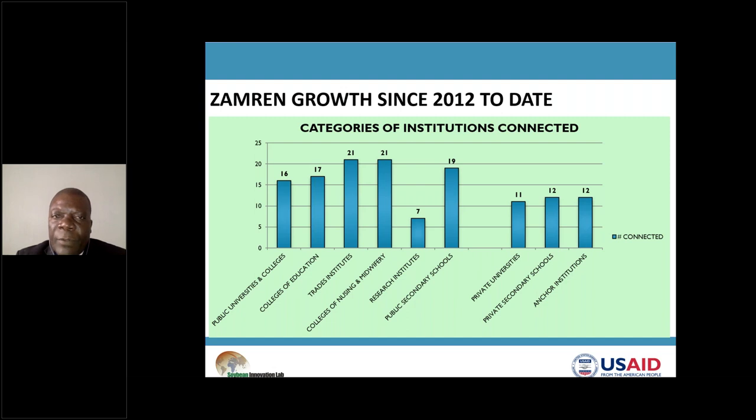In terms of growth, since we started in 2012 to date, 2020, we're talking about 8 years in existence. So how have we fared? In terms of our growth, we've got public and private institutions, and also research institutions. We've also got the anchor institutions. This gives us the statistics. We stand at 134 institutions so far.